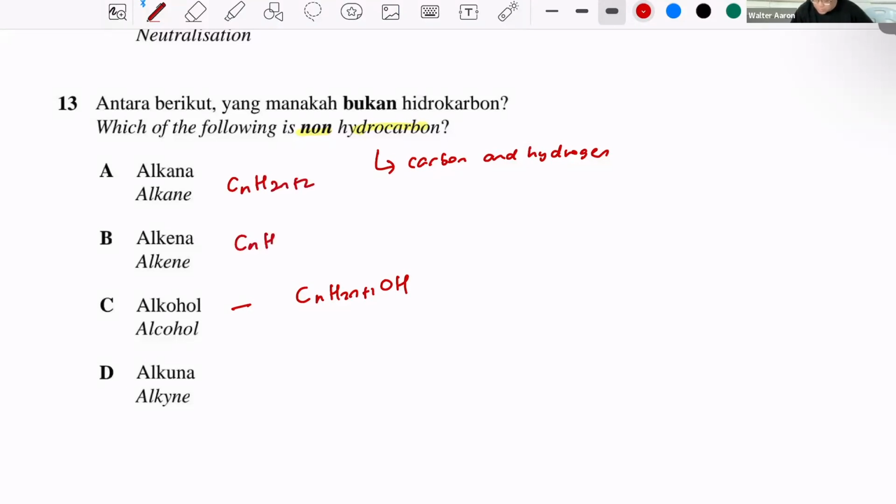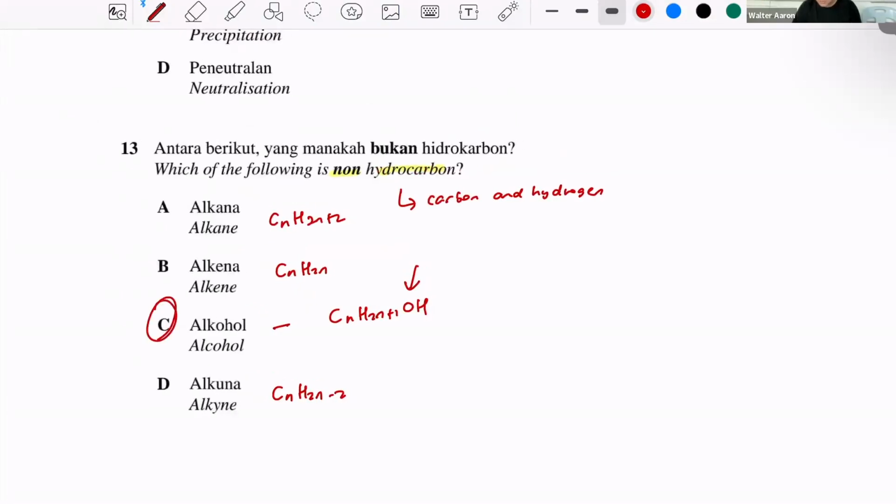Okay, alkene will be CnH2n, and alkyne will have CnH2n-2. Okay, so all of them have only carbon and hydrogen except for alcohol, in which you can see there's actually an O over there. So as long as you have any other elements present inside a compound besides carbon and hydrogen, then that particular substance is no longer called a hydrocarbon. It is another name instead. Hydrocarbons are exclusively used for compounds which contain only carbon and hydrogen atoms inside their molecule. So therefore, the answer here will be C.